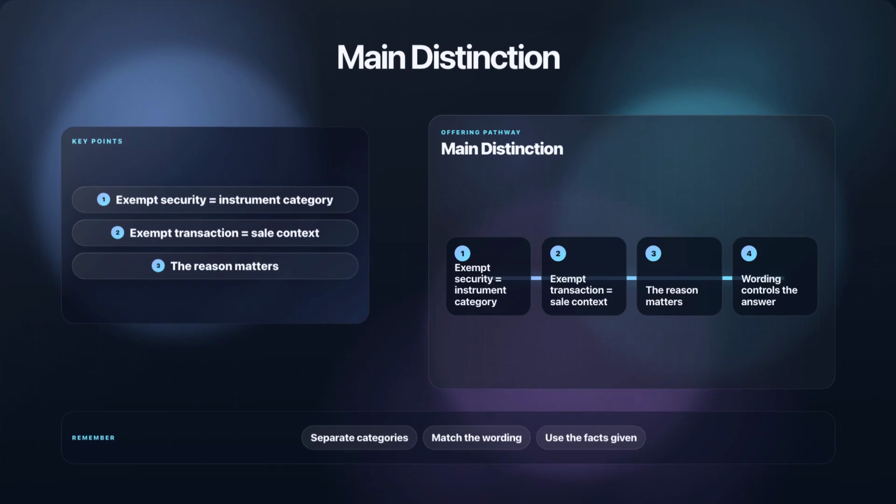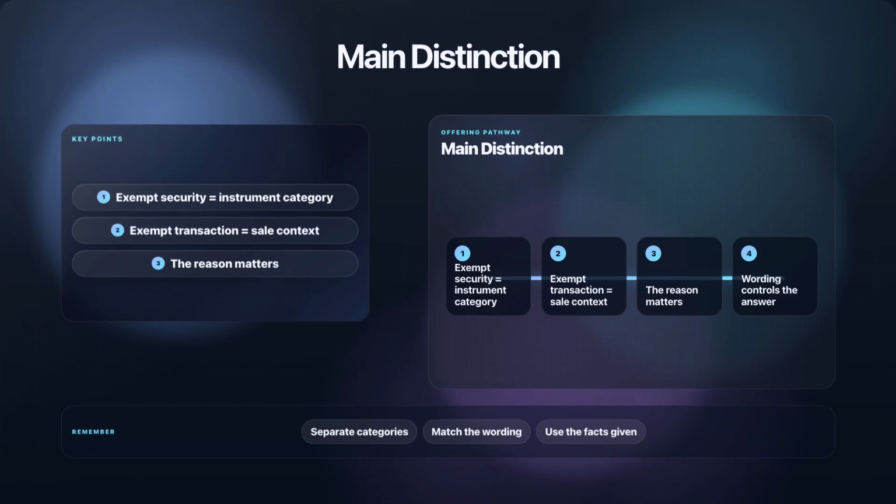The main distinction to remember is this: exempt security equals instrument category. Also remember that exempt transaction equals sale context. SIE distractors often sound familiar, but the correct answer depends on the exact category described in the question.